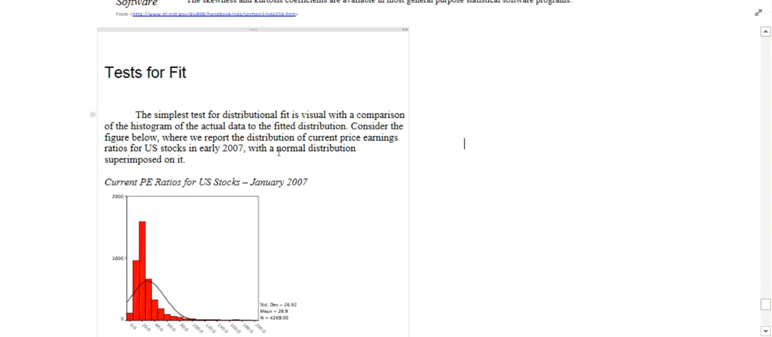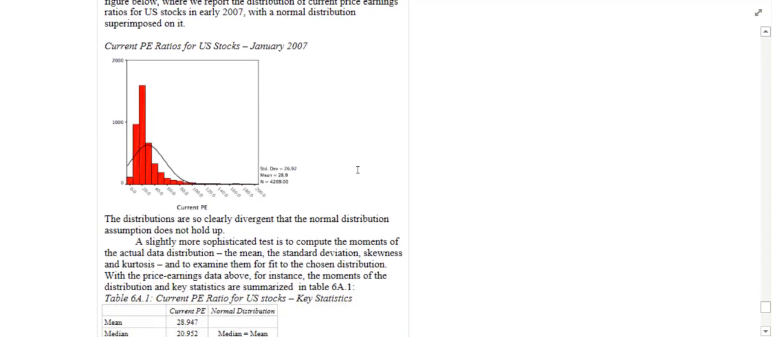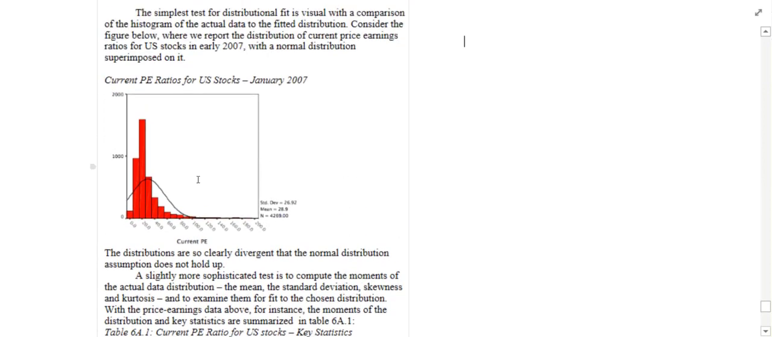This is a distribution of price-earnings ratios, the price of the stock versus the earnings per share that a company achieves, for U.S. stocks in early 2007, and then we superimpose the normal distribution upon that. You can see from this that the fit's not so good, right? We're clearly diverging from the normal distribution. You can see a nice normal curve there, and our mean's over here somewhere, and we've got a huge tail on the right, not so much on the left. Clearly way off of a normal distribution, so that would be a bad fit.